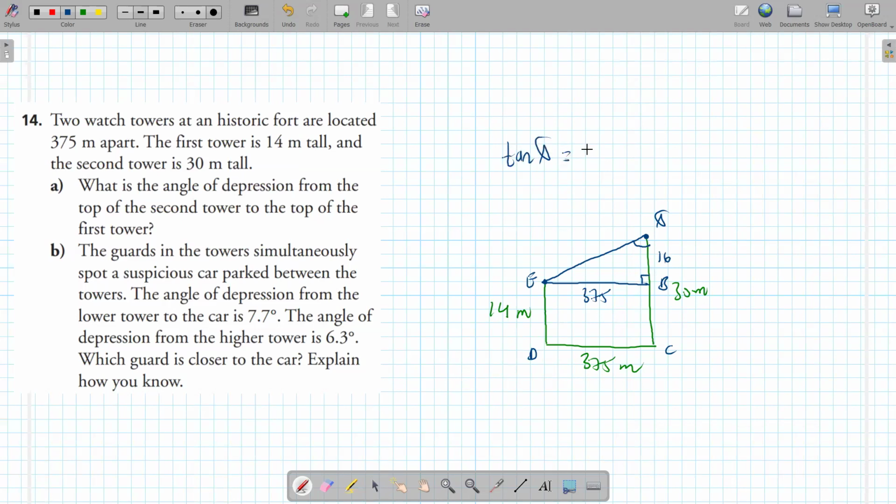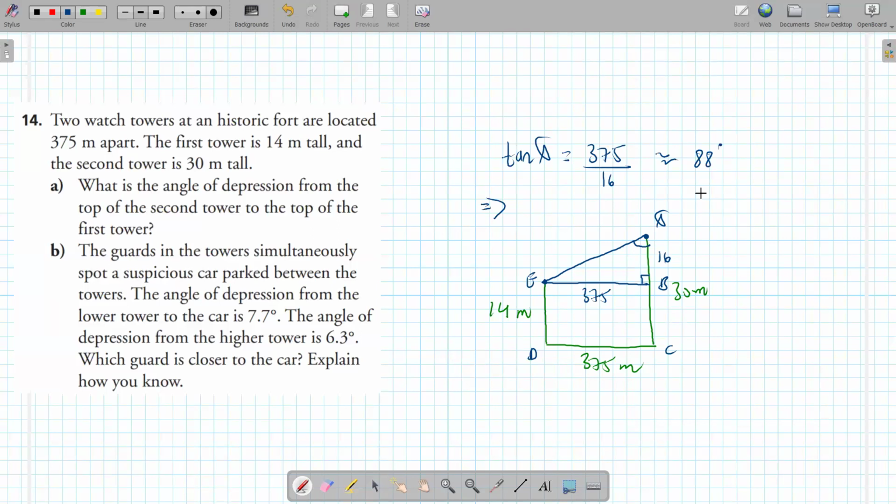And remember, now the angle's missing. Tan of A equals the opposite over the adjacent. How do we solve this for A? Do you multiply by 16, or what do you do to find A? The inverse. Yeah, you do the inverse. Whenever the angle's missing, you're going to do inverse. Make sure you're in degrees. So it's going to be tan inverse of 375 divided by 16. That is like 88 degrees. So that's the angle of depression, the answer to part A.